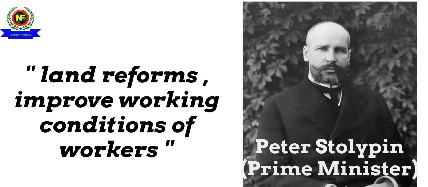Peter Stolypin was the first Prime Minister between 1906 and 1911. He had introduced many land reforms and taken steps to improve the working conditions of workers, and had become very popular. But in 1911, he was assassinated.